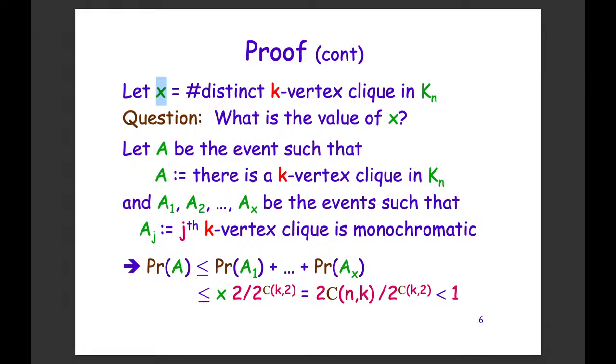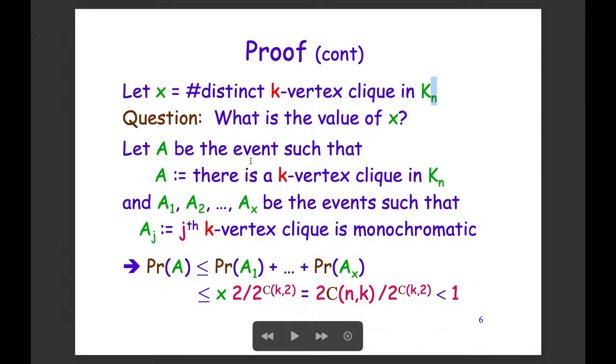So how many ways are there? There are n vertices in total, and if we want to choose a particular set of k vertices, then there are n choose little k ways. So this x value is equal to n choose k.